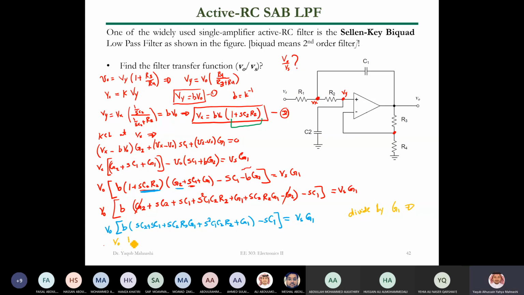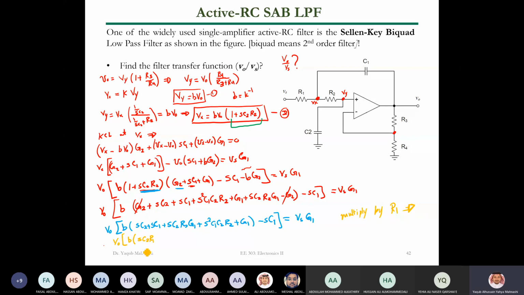So this is VO, B is there. Then if these are divided by G1, this one will be SC2R1. Shabab, dividing by G1 is as if you are multiplying by what? R1, right? It's the same thing. So if you divide by G1, it means you are multiplying by R1. If you don't like this one, I can say, okay, multiply by R1.